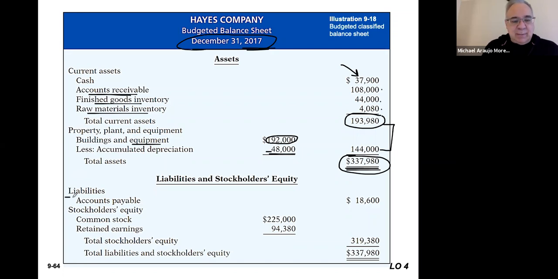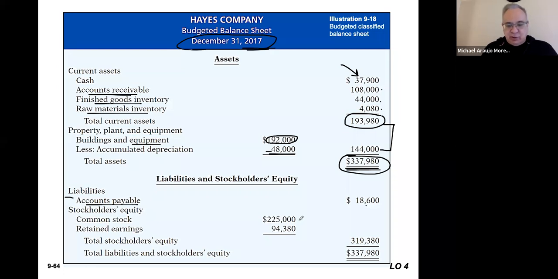For the liabilities, your accounts payable: remember, 50% of your purchases in the fourth quarter, you pay for direct materials. You pay half of it now, you pay half of it in the next quarter. So that's the half that you still owe from the fourth quarter's direct materials.